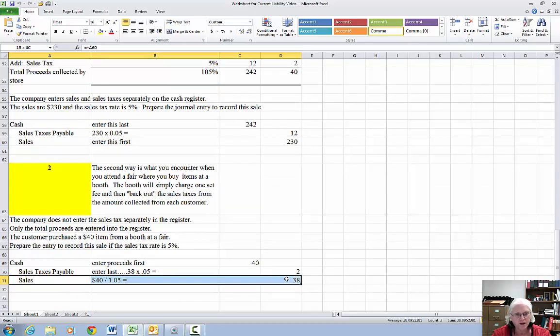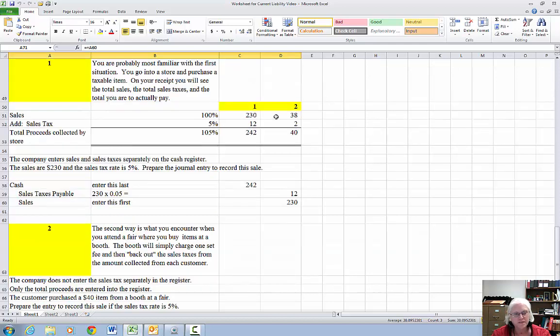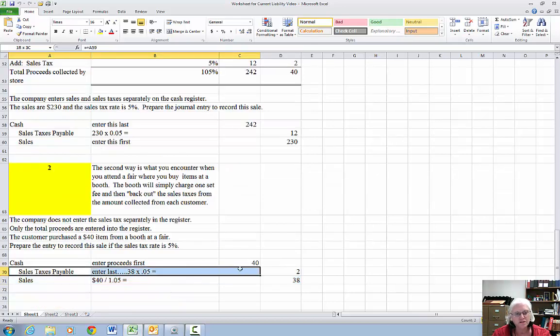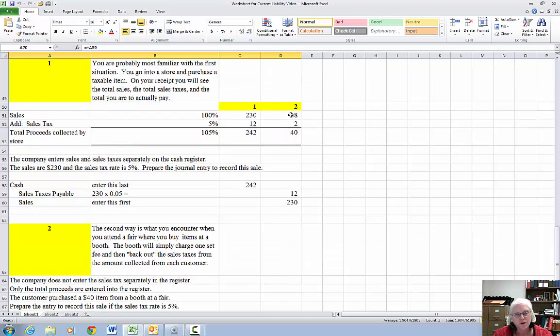Next we're going to figure out how much the sale was. So if I take the $40 and divide it by 1.05, that will tell me that the sale was $38. And then you enter sales taxes payable last, and you can compute it two different ways. You can take $38 times 5%, and that'll give you $2, or you can take 40 minus 38 to get the $2. Either way, the math will work because your sales is considered to be 100%, the sales tax is 5%, and total proceeds is 105% that's collected.